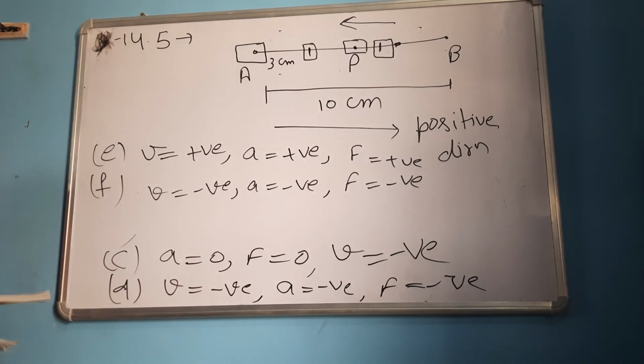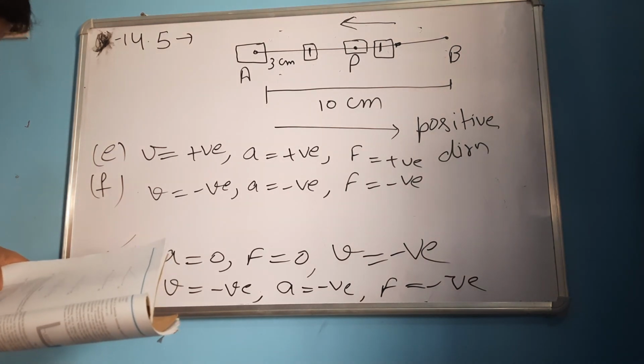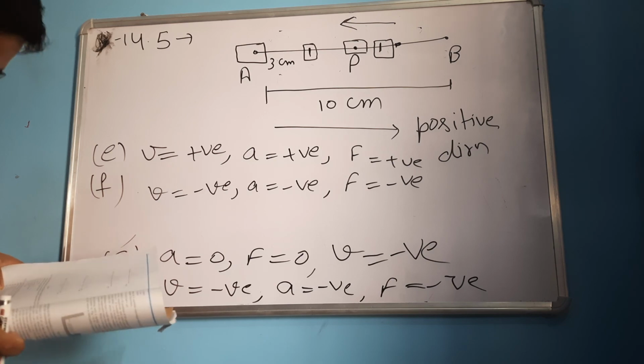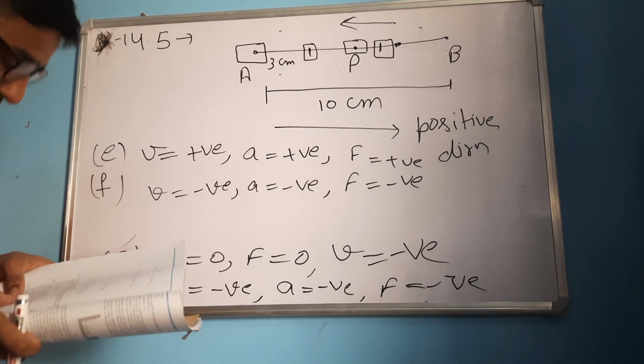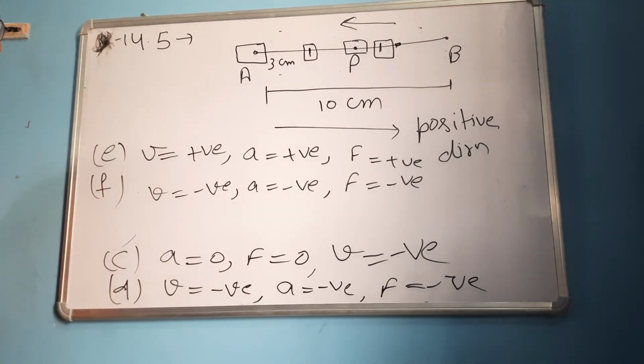So these are the cases which are given: 2 centimeter away from B going towards A, and 4 centimeter away from B. This is the question. Thanks a lot.